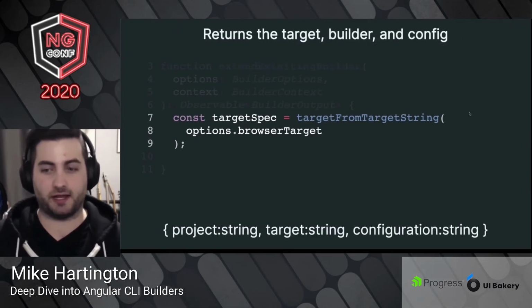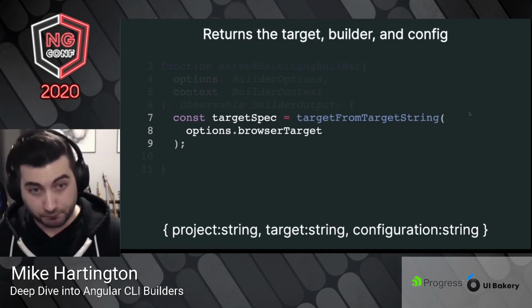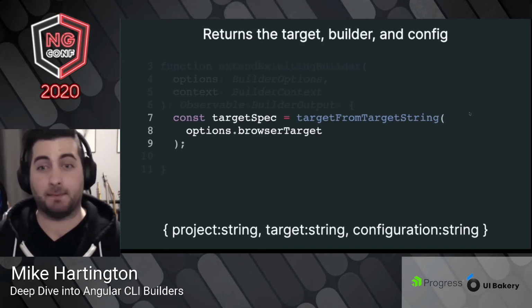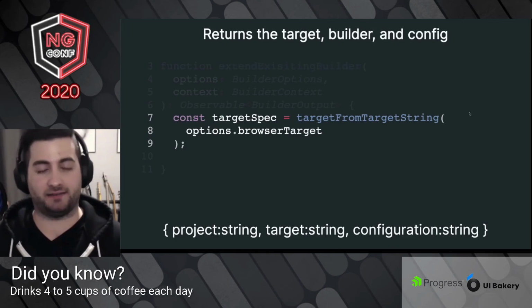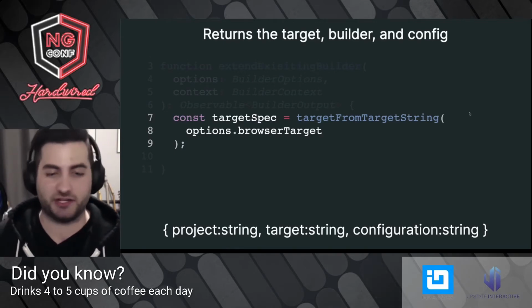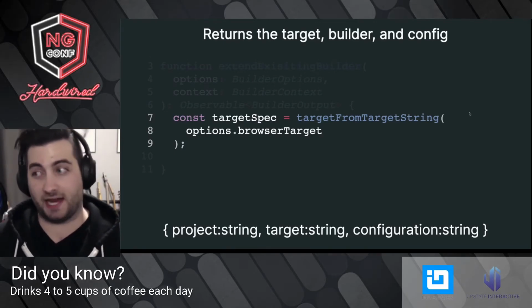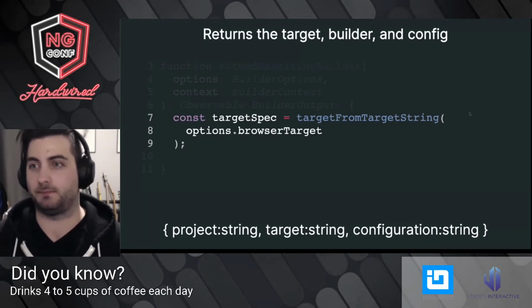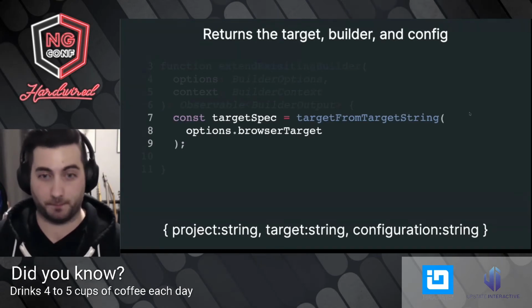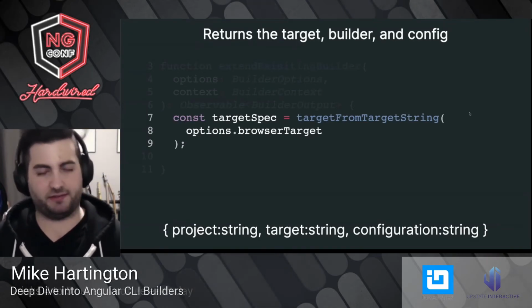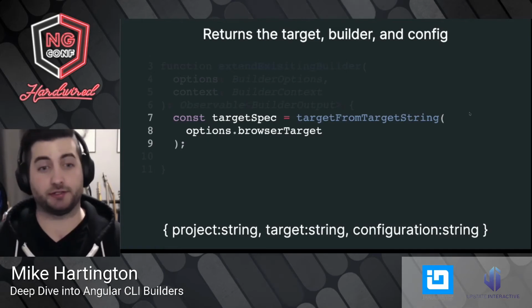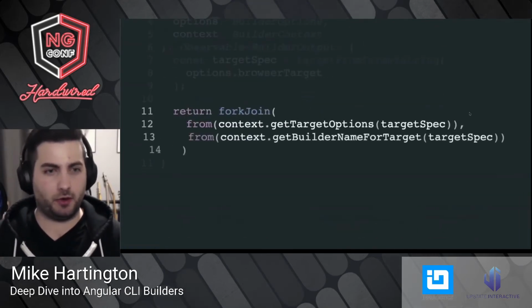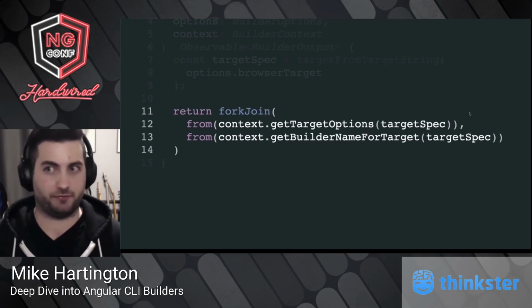Now, target from target string is going to go ahead and take a builder name as an argument, and then return the different details about that builder. So it's going to give us the project, the target or the actual architect that we want to run, and then the configuration for this. So if it's production, CI, what have you. Once we have this target information, which we're going to call target spec, we're going to use it to get some more information from our project.